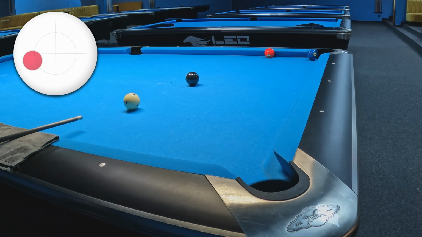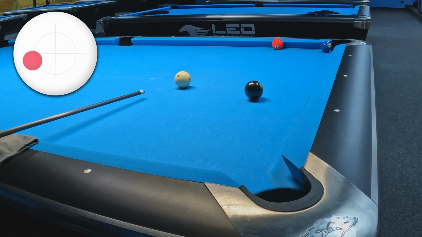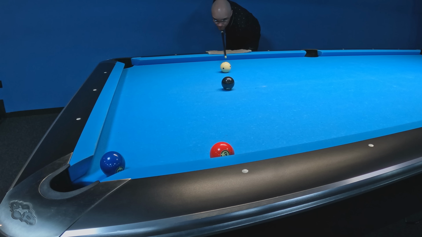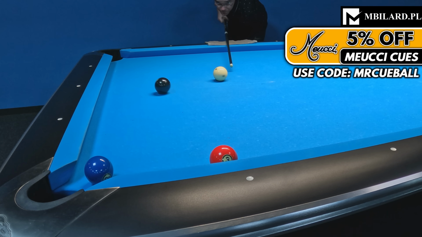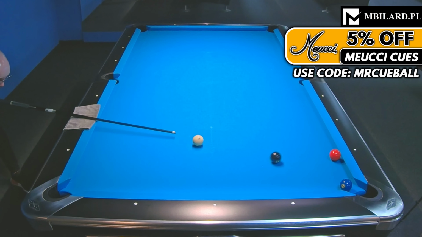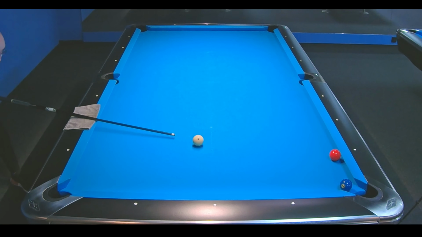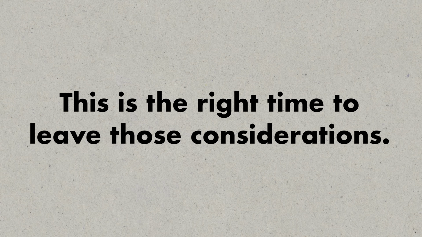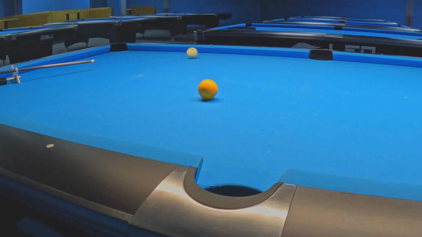We need to apply a lot of left spin and use less speed, because this action transfers right rotation to the 8 ball, opening the angle and sending it toward the corner pocket. And this is the right time to leave those considerations and talk about bank shots into the side pocket, where the first system doesn't work.